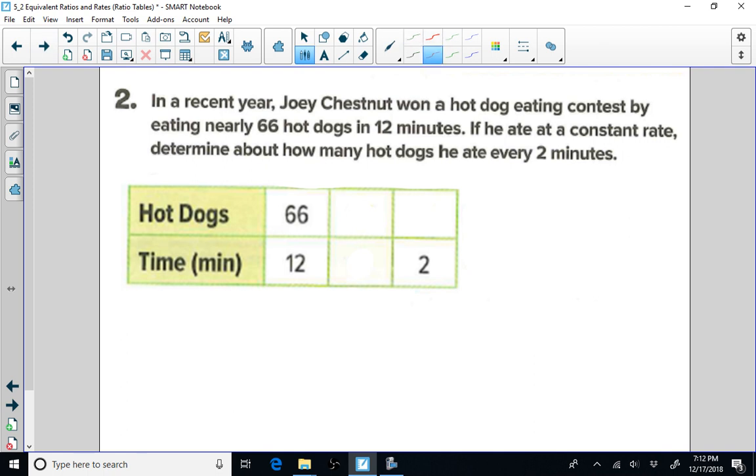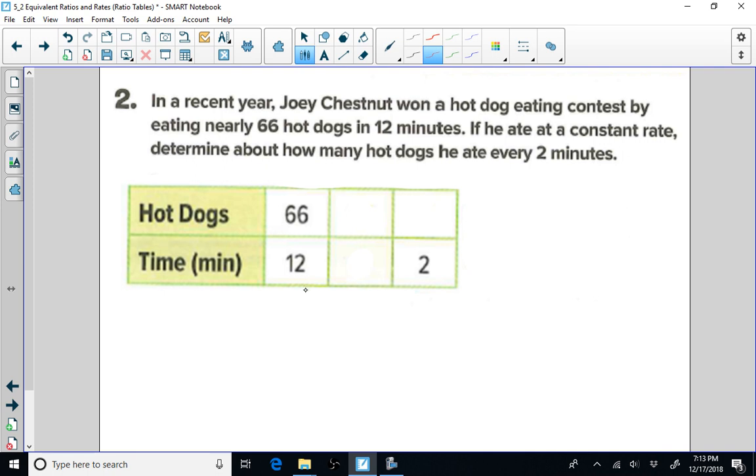In a recent year, Joey Chestnut won a hot dog eating contest by eating nearly 66 hot dogs in 12 minutes. If he ate at a constant rate, determine about how many hot dogs he ate every 2 minutes. Well, I see here, if he can eat 66 hot dogs in 12 minutes, I want to know how many hot dogs he would eat in about 2 minutes.